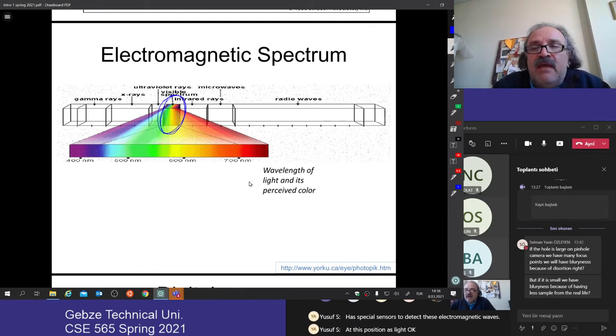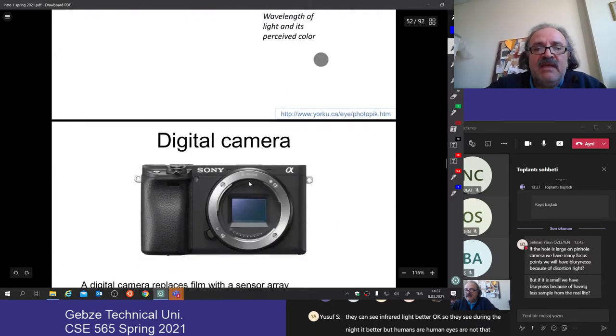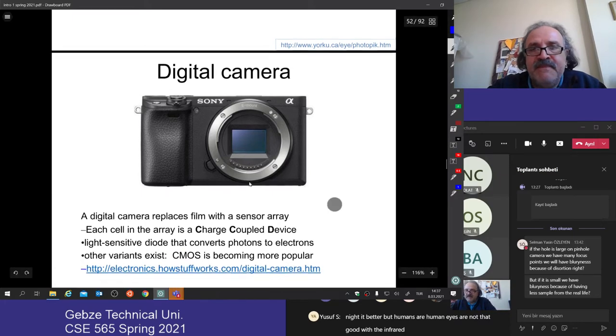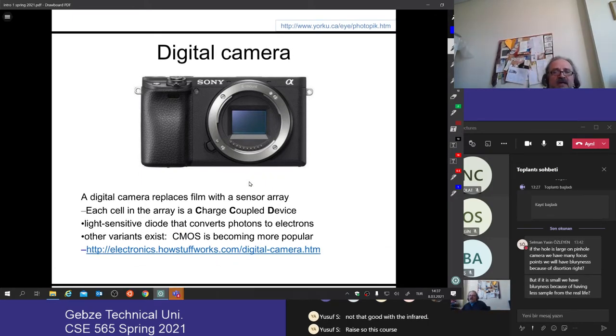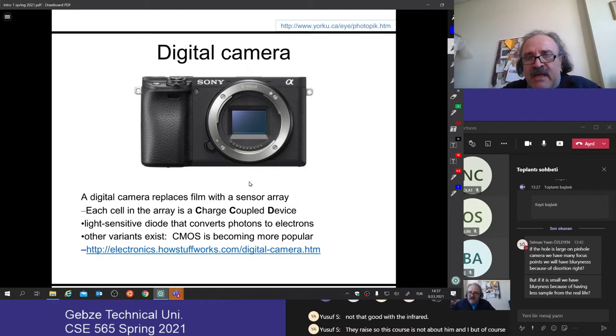Actually our eyes are electromagnetic sensors, sensitive only to a certain spectrum of wavelengths. We cannot see X-rays, we cannot see microwaves. Some animals can see infrared light better, so they see better during the night, but human eyes are not that good with infrared rays. This course is not about the human eye, but of course we like to know about it so that we can compare our cameras with the human eye.